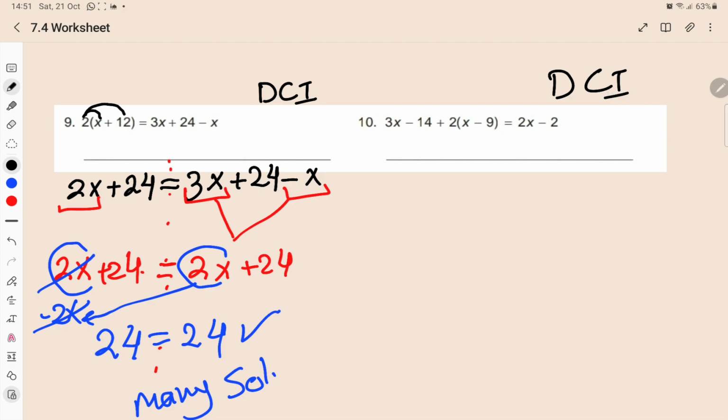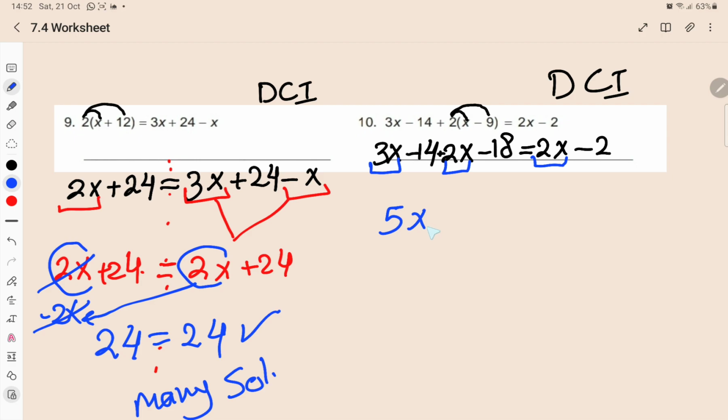DCI, distribute, combine. Do I have distributing here? Yes. This 2 with x and this 2 with negative 9. So 2 times x is 2x. 2 times negative 9, negative 18 equals 2x minus 2. What do you still have here? 3x minus 14. And take care, this is plus in the middle here. So what are the like terms? 3x, 2x, and the last one is 2x also. So 3x plus 2x is 5x.